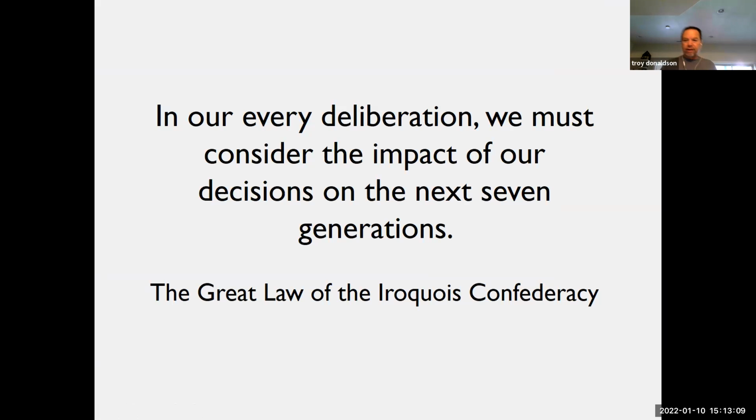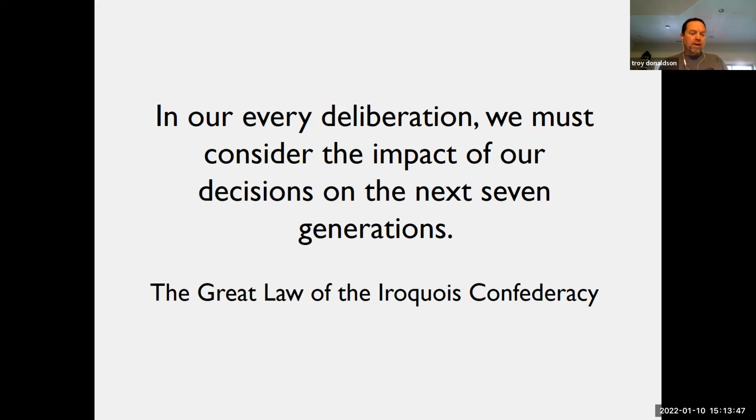So I like the definition that's given to us by the Native Americans. And their definition, and this could easily go back 300-400 years, well before we even thought about sustainability. The Confederacy of Native Americans has always lived by this statement: in our every deliberation, we must consider the impact of our decisions on the next 7 generations.